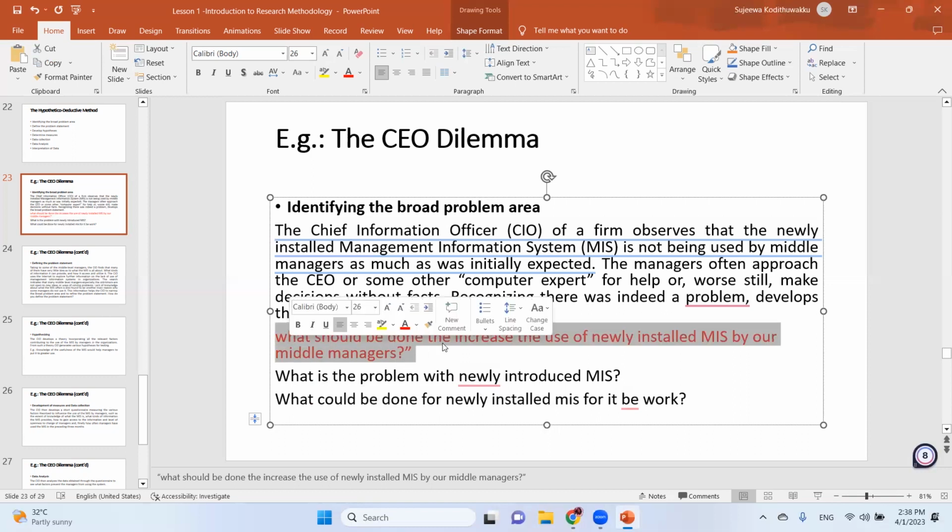So remember, if you identify a problem, then at the end, you want to develop your problem statement. Remember, this is the first step of your research process. You need to identify a problem, and then you want to develop a problem statement. Basically, by using the term what, you want to develop a research problem for the identified problem. Are you okay with that?